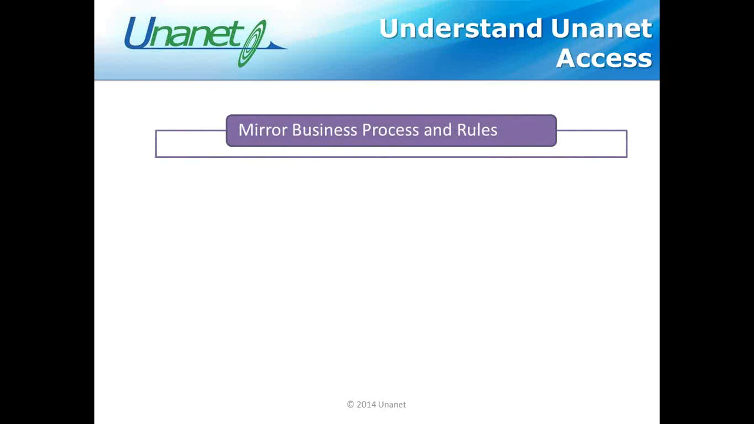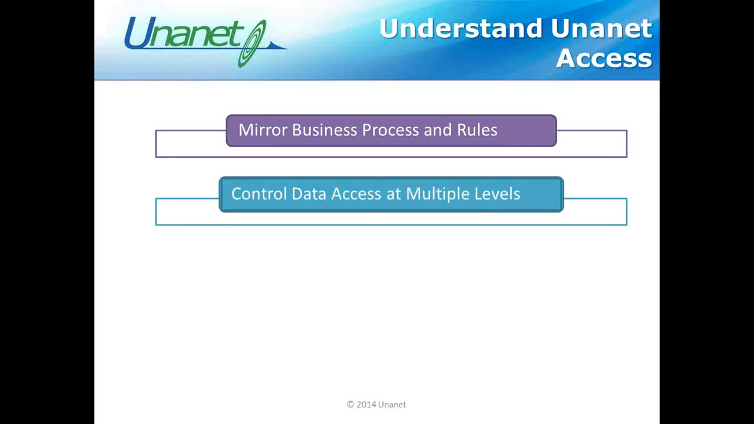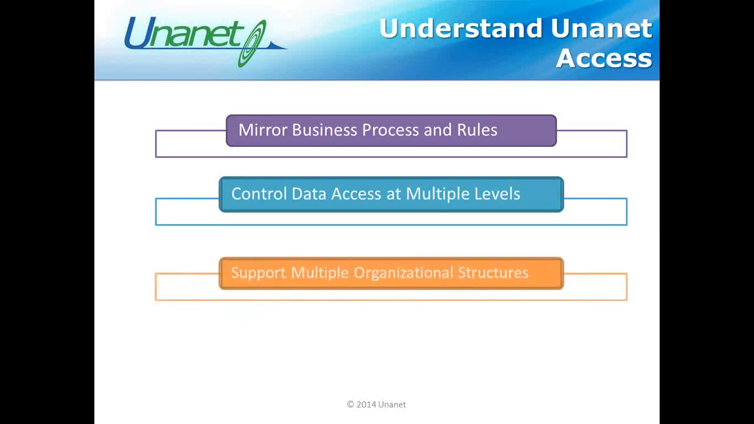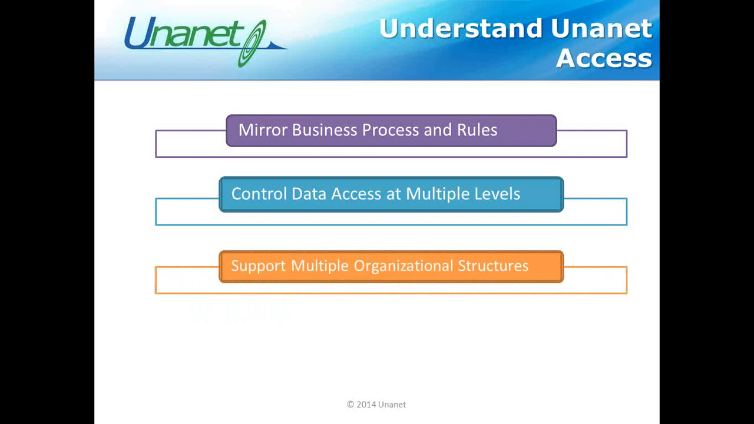All right, so just to sum up here before I go into the demo system and show you a few other tricks, really understanding Unanet access means understanding the business process and rules that you have, and we want to be able to mirror that, whether it's an open organization or more restrictive or the most restrictive. You want to be able to control access at multiple levels, and that can be at the project level or an organizational level or groups of organizations. And, of course, we do support that for multiple organizational structures. The key is having a hierarchy that reflects or mirrors your organization and your organization hierarchy as well.